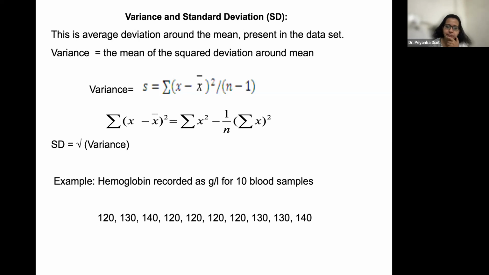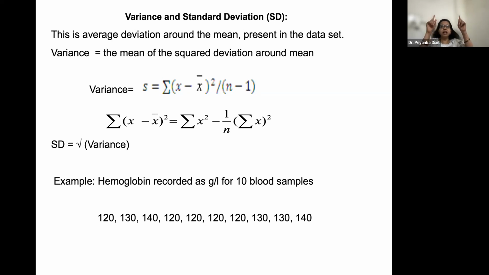Why is variance preferred over mean deviation? Because if you compare the mathematical properties of the modulus versus the square term, it was found that the mathematical property of the square is better than the modulus. That's why we prefer variance and standard deviation over the mean deviation.